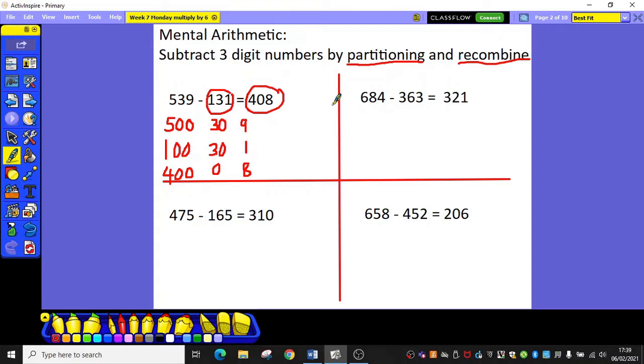So if I was doing 684 take away 363, then I'd be taking away 3 from the 4 in my head, which gives me 1, 60 from 80, which gives me 20, and 300 from 600, which gives me 300. So my answer is 321.